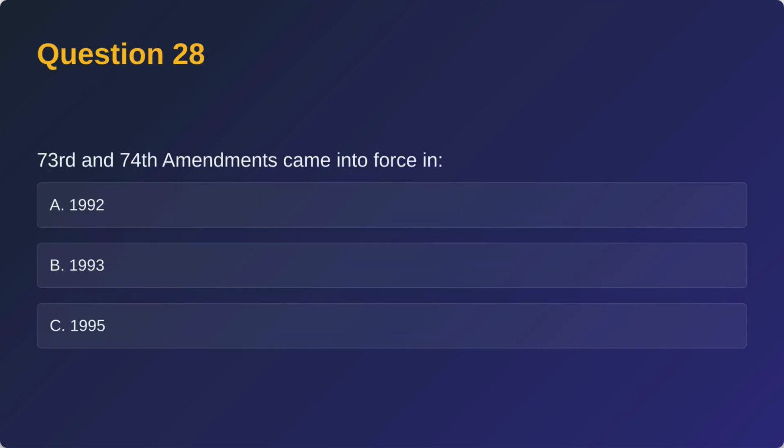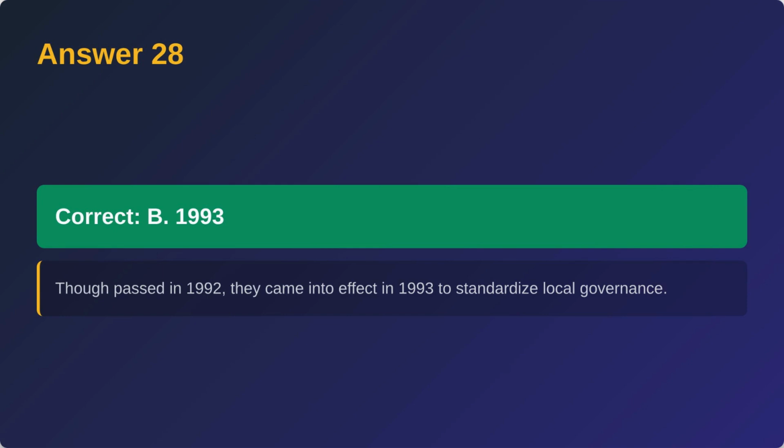Question 28. The 73rd and 74th Amendments came into force in which year? Answer 28. 1993. Though passed in 1992, they came into effect in 1993 to standardize local governance.